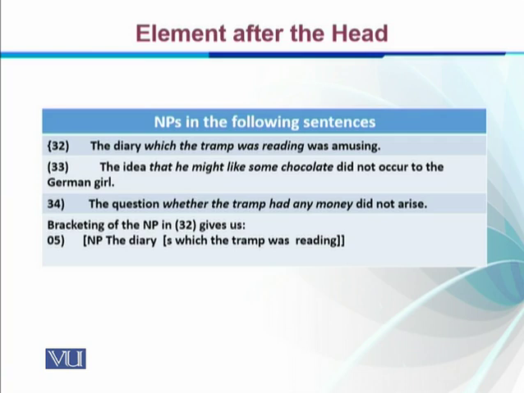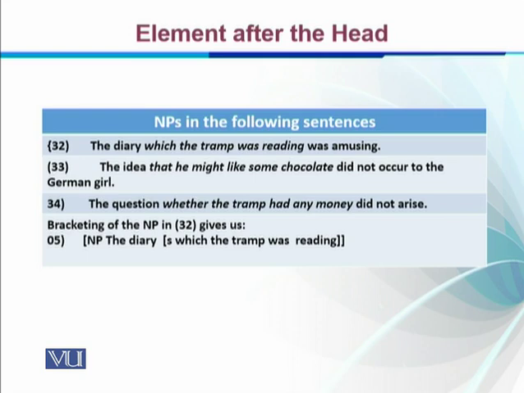However, if we look at these sentences, which and that can work as relative pronouns, or they can introduce relative clauses, but whether is different, right? What type of embedded sentence is it? So let's see some examples. The diary which the tramp was reading was amusing. If we look at this string of words, which the tramp was reading refers to diary. So diary is the head of the noun phrase, and this string modifies the diary, so it's a post-modifier.